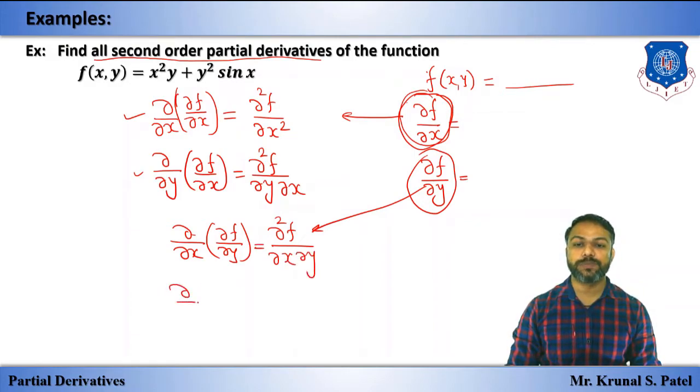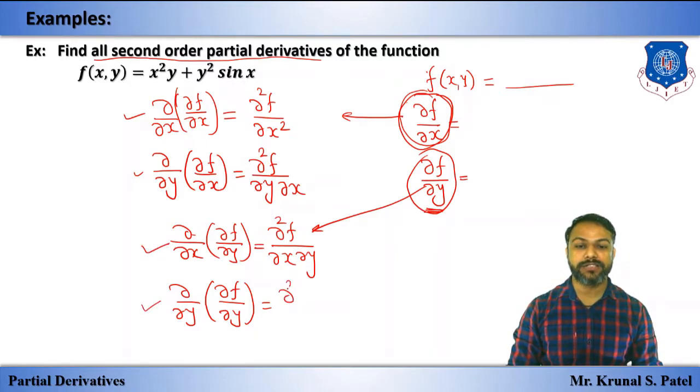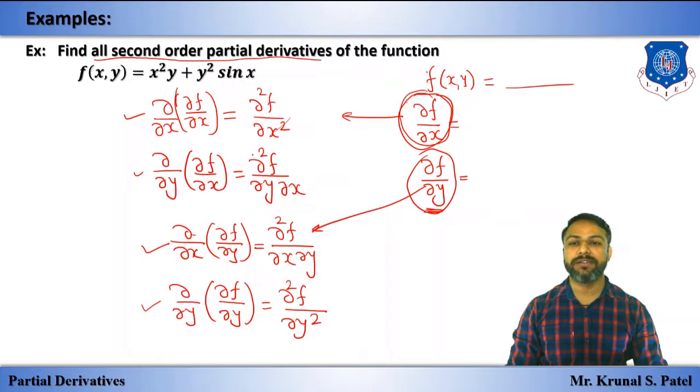Similar way with respect to y, differentiation of what? So del f by del y. This term also we differentiate with respect to x and with respect to y. So we can write del square f by del y into del y, that means del y square. So these four derivatives are second order derivatives. Whenever all second order partial derivatives are asked, you have to find all these four derivatives, and to find all these four derivatives you have to first find these two derivatives.